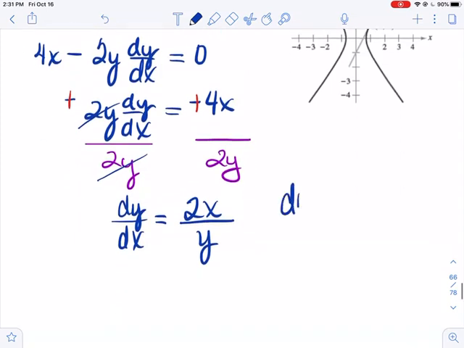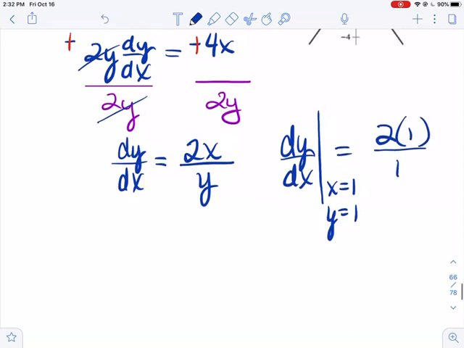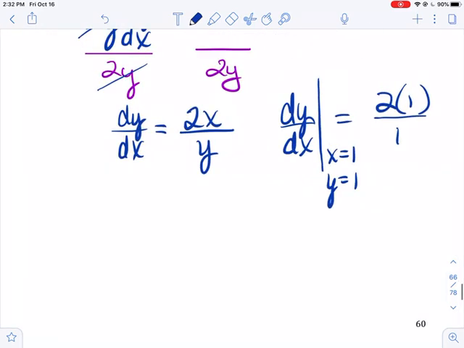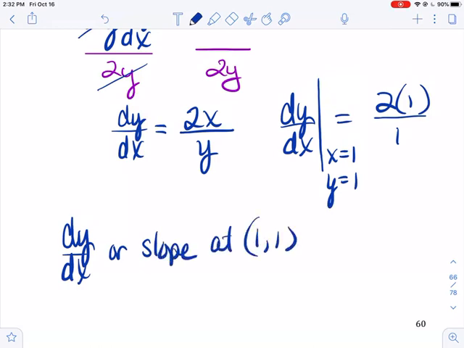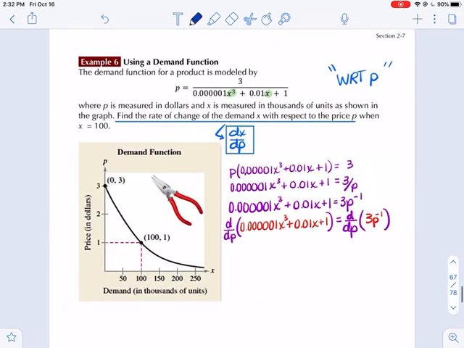So now we want to take our dy/dx and evaluate it at x equal to 1 and y equal to 1. That's 2 times 1 over 1, which is equal to 2. So we get a slope, dy/dx at (1, 1), equal to 2. Okay, so there's that example. If you need to review that, certainly go back.